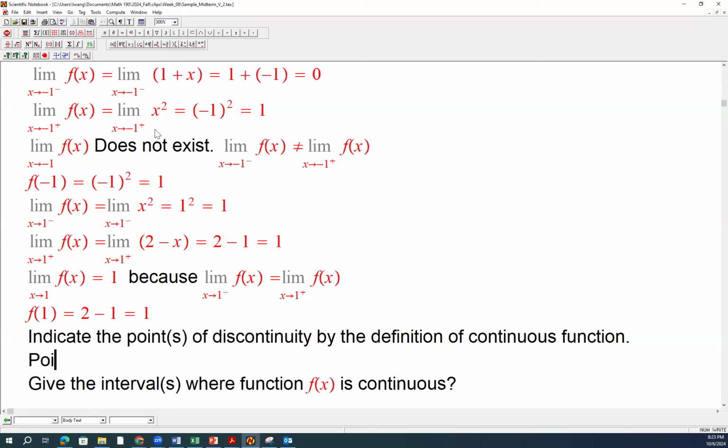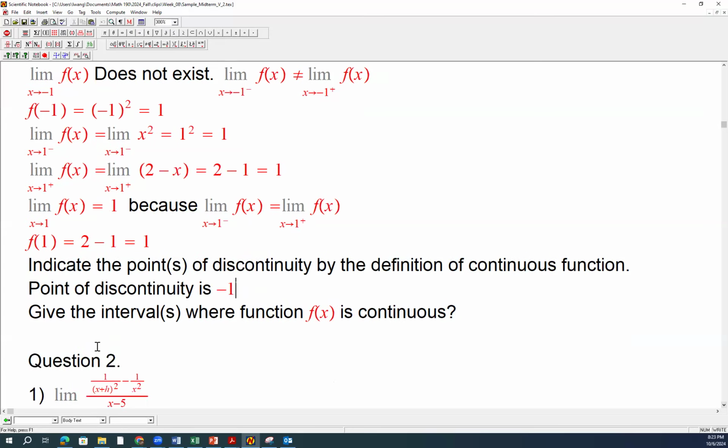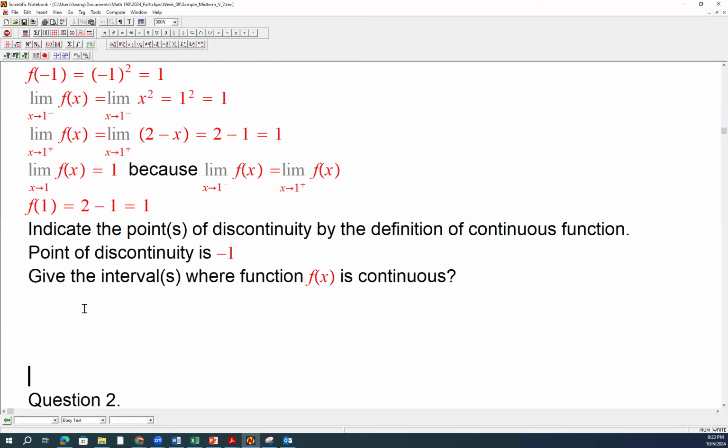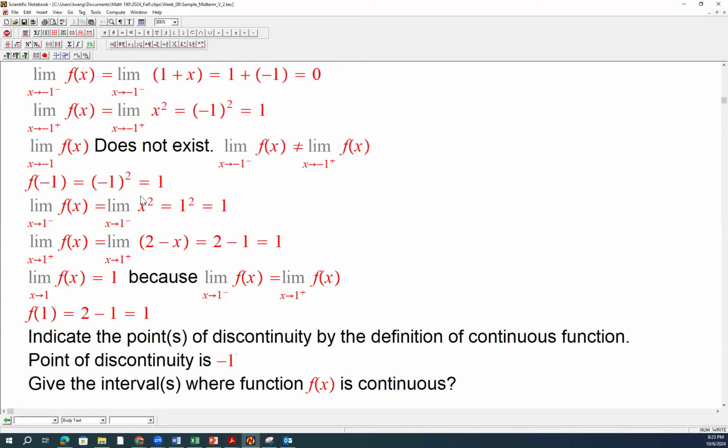By this time, the only point of discontinuity is -1. And next, we're going to give the interval of continuity. So the interval, the only question is -1. So at -1, is it right continuous? Is it left continuous?